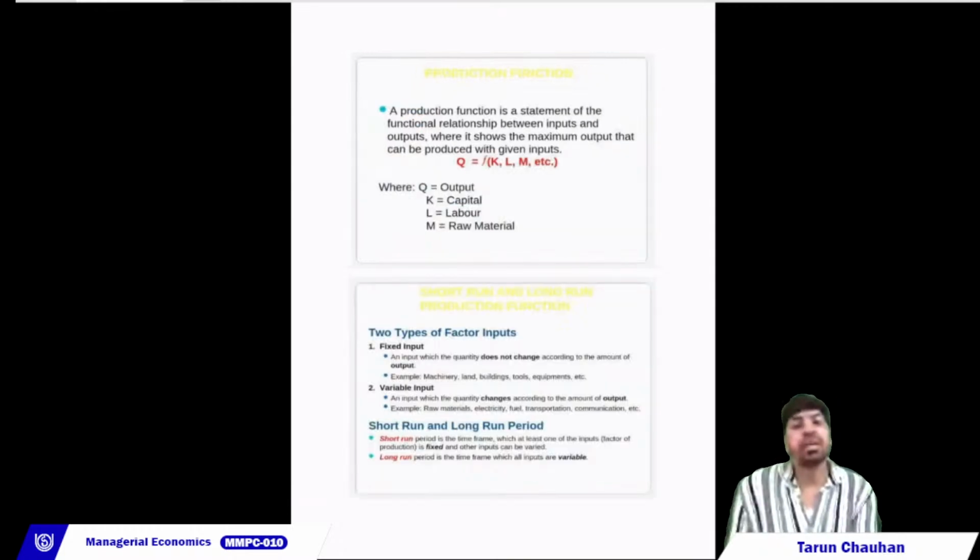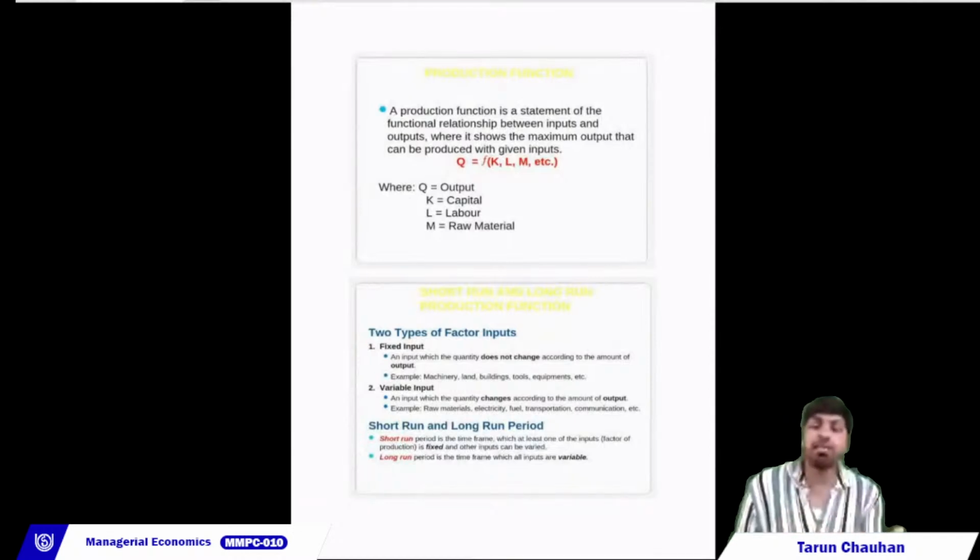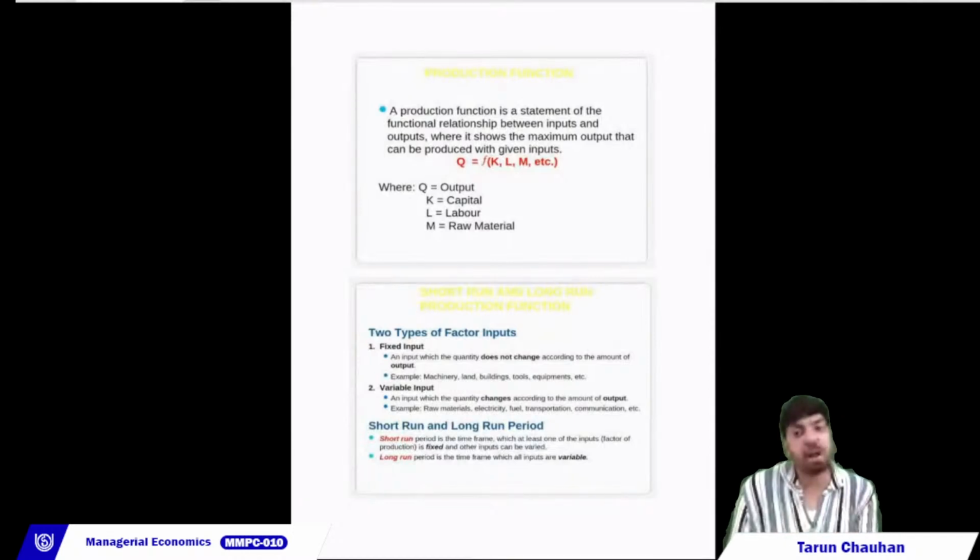The next one is the production function. So what is the production function? The production function is a formal, functional relationship between inputs and output, which shows the maximum output that could be produced by combining all those factors which are needed to get the final or finished product. That's called the production function.